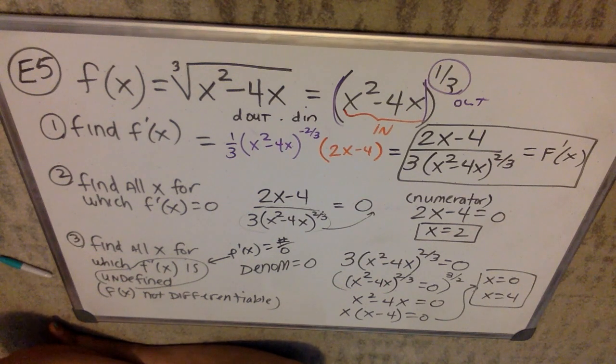So if we were to actually look at what this graph looks like, what you're going to find is that at both of these locations, something weird like a vertical tangent or a cusp is happening. Cool. So that's kind of the gist for our E5.